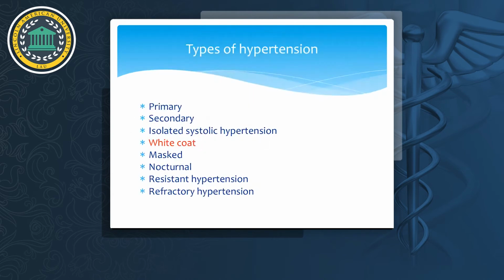Okay. Now, third one is white coat hypertension. This is one of my favorite types of hypertension. Anyone from you can tell me about white coat hypertension? What is white coat hypertension?